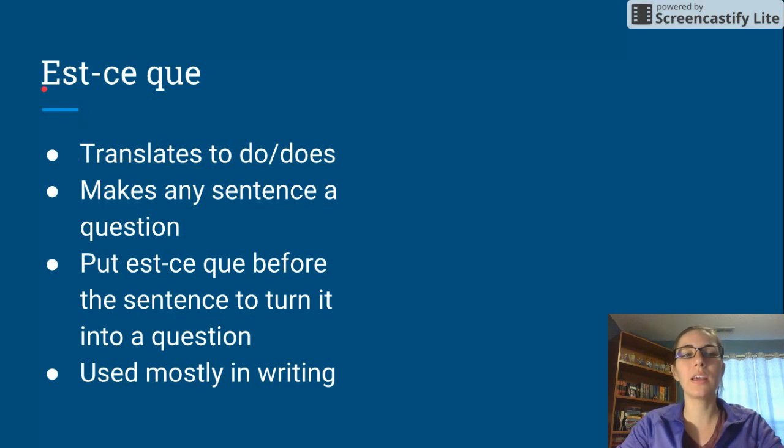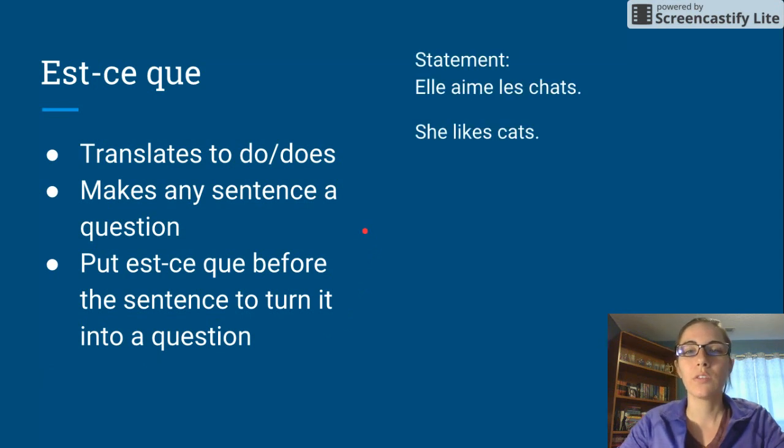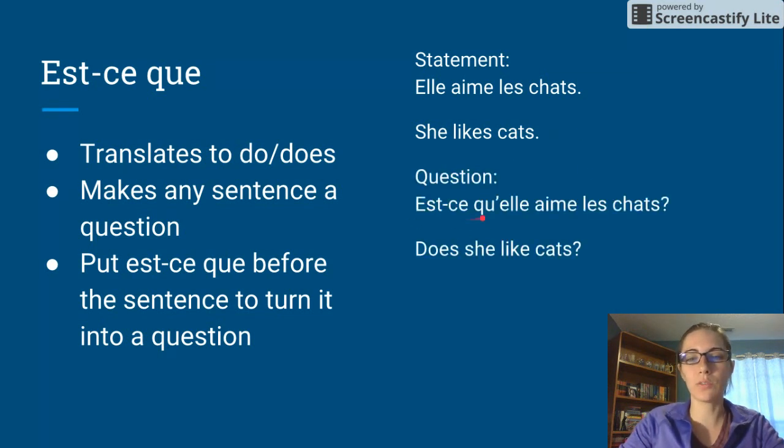Est-ce is basically a sentence phrase. If you put this before a statement, it makes it a question. So all you do, you put est-ce before your sentence, turns it into a question, and it's used mostly in writing. So if you see, we have the statement, elle aime les chats, she likes cats, okay? To make this a question, all we have to do is we take est-ce and put it before our statement, elle aime les chats. So it turns into, est-ce qu'elle aime les chats? Does she like cats? Before we had she likes cats, now we have does she like cats? Est-ce qu'elle aime les chats?